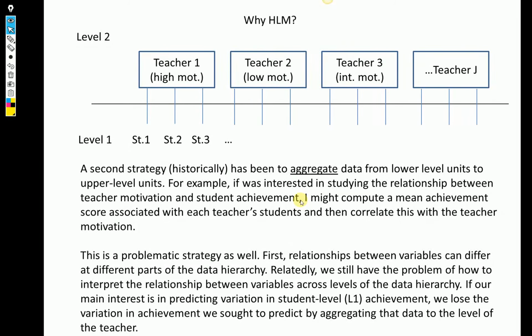We also have the interpretive problem that if we aggregate to level 2, then we're not looking at variation in the individual levels of achievement. We're losing all that individual level variation within teacher because we're taking the teacher or class means and moving them up to level 2.